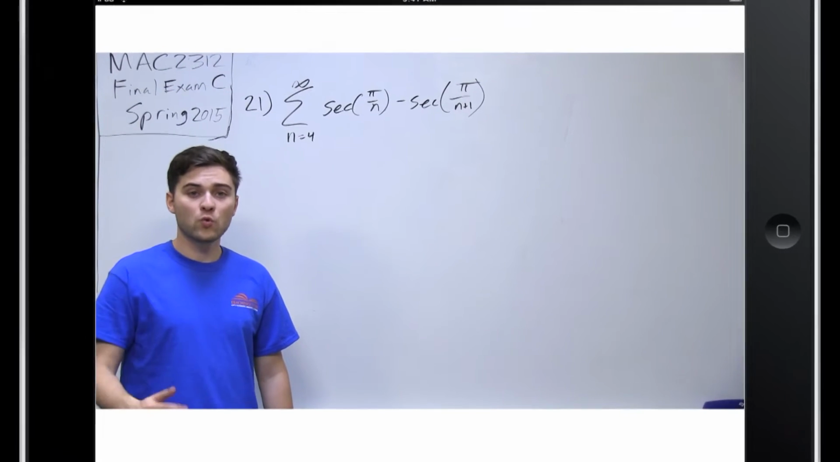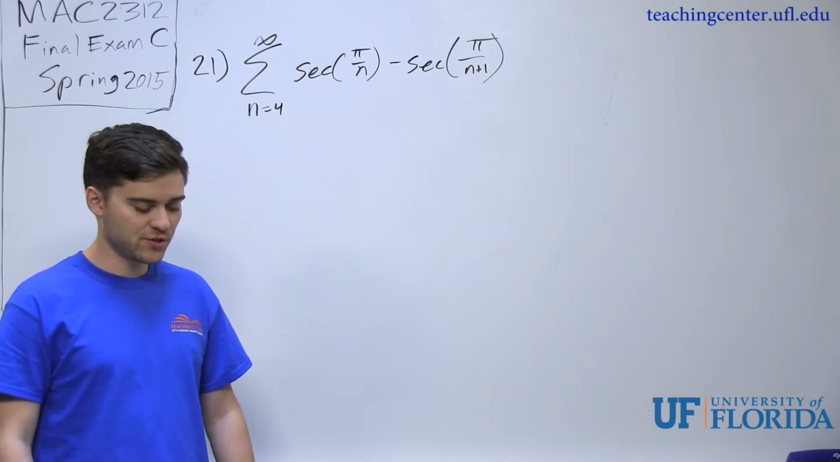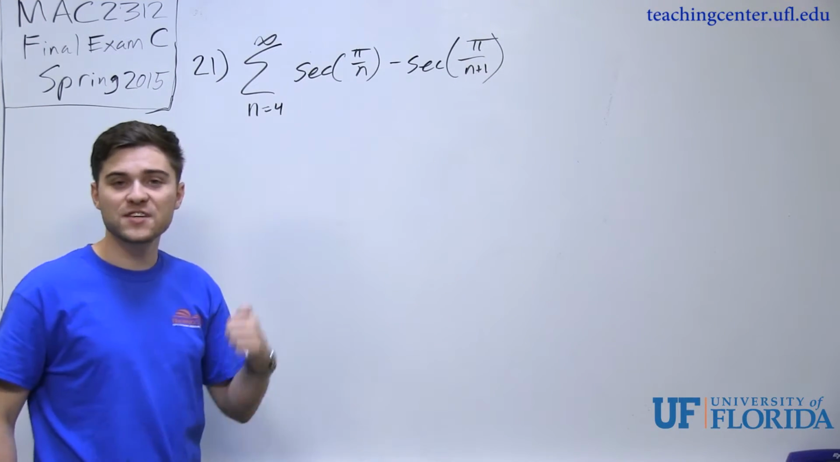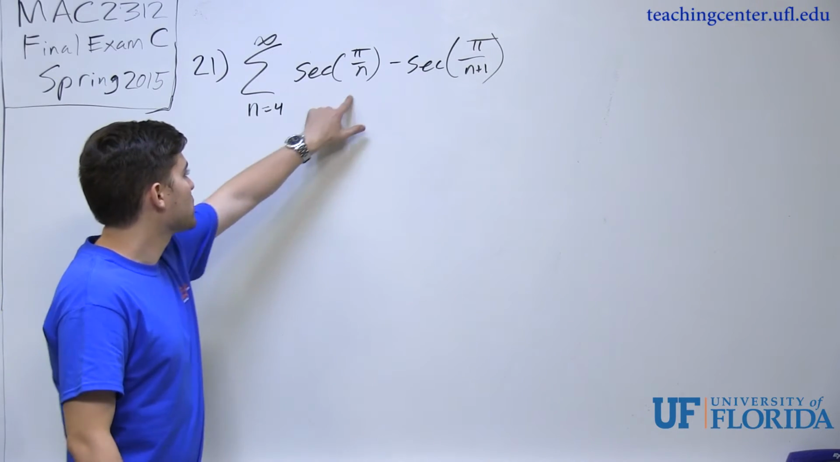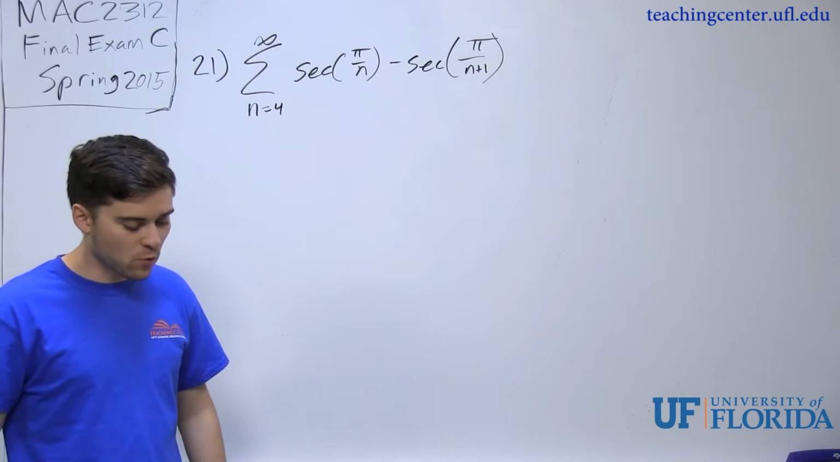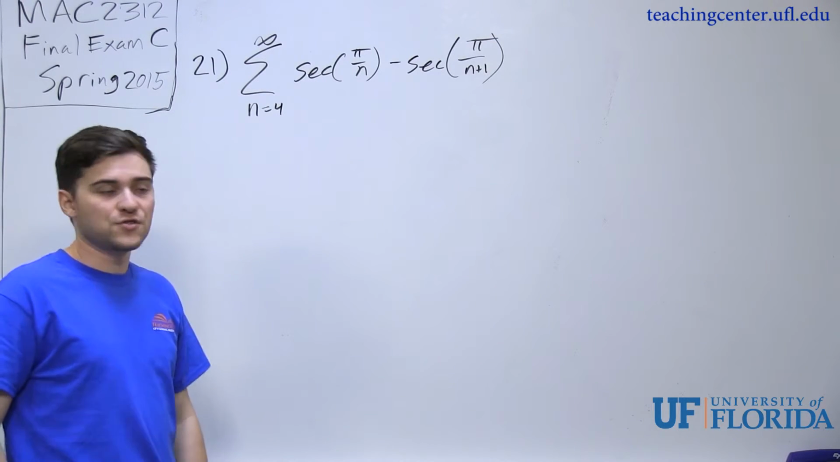Questions 21, 22, and 23 are all bonus questions. The first bonus question says, find the sum of the telescoping series if it converges. It gives us the telescoping series already split up. So let's go ahead and apply the telescoping series form to try to figure out if this converges or not.